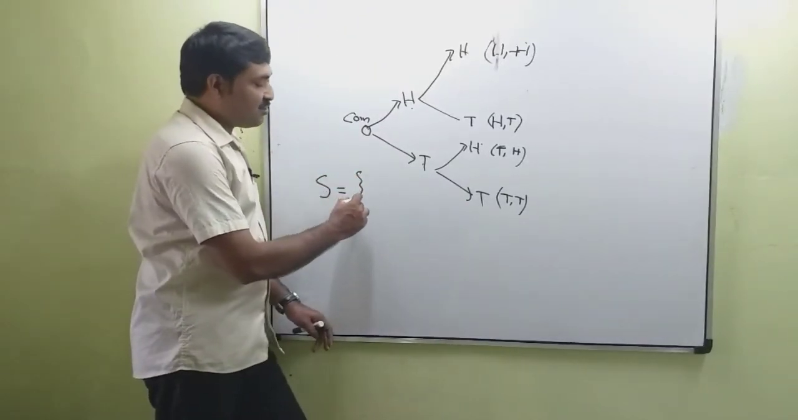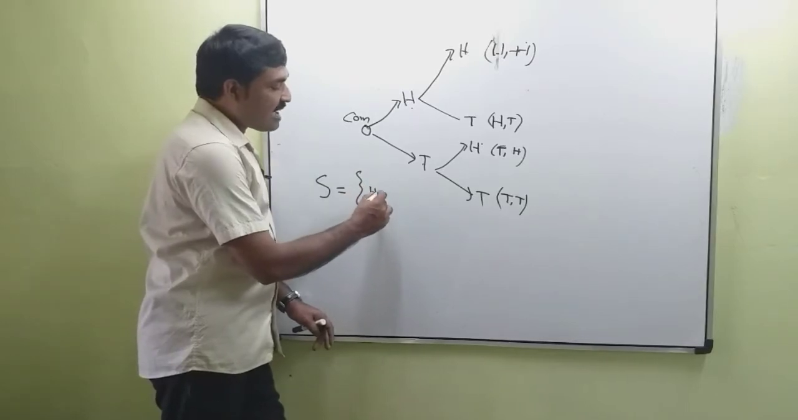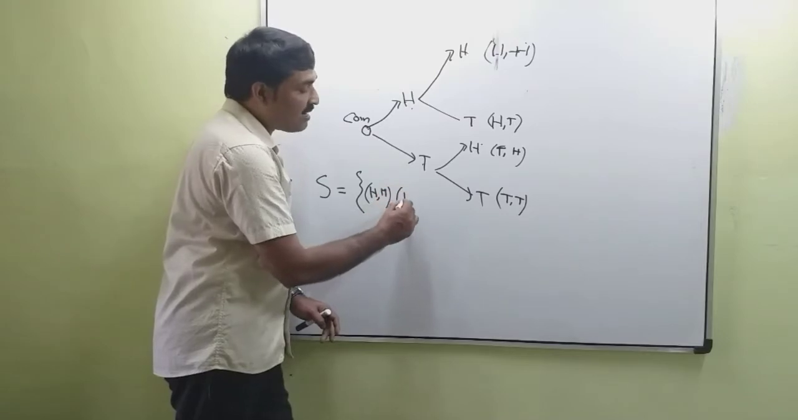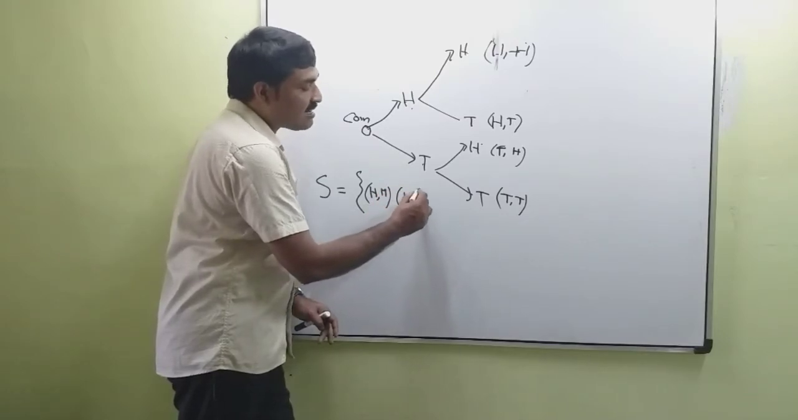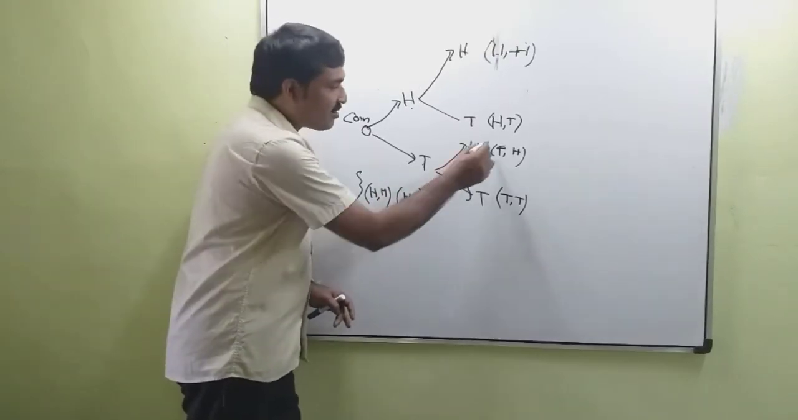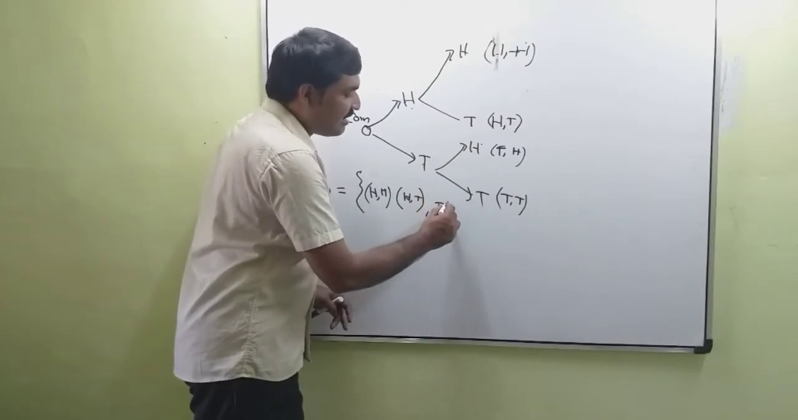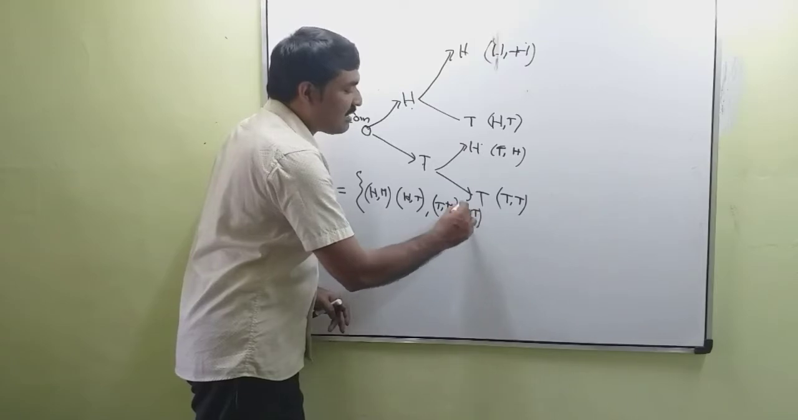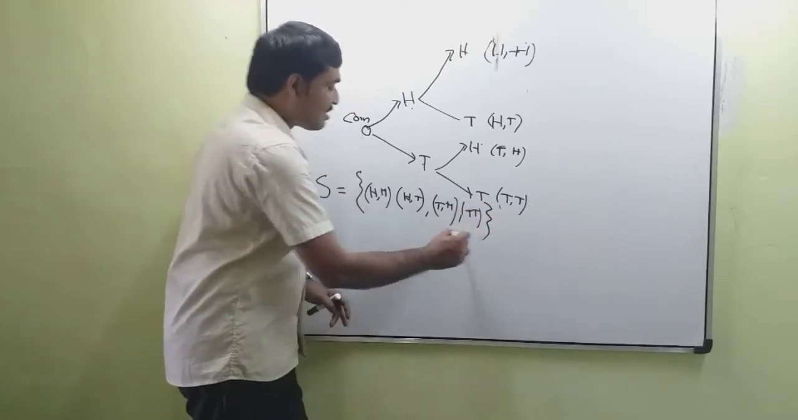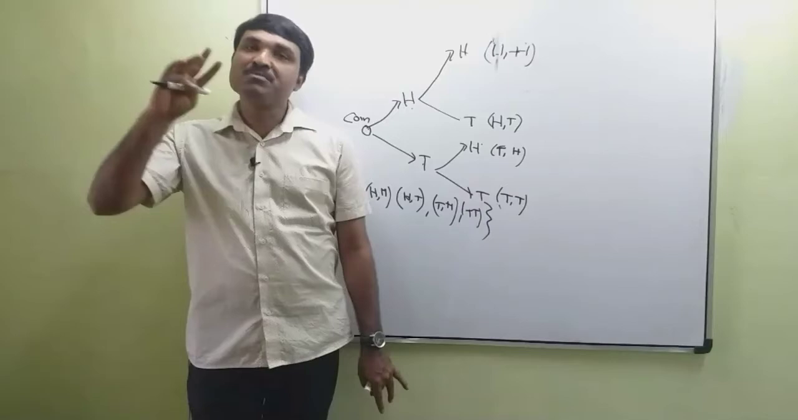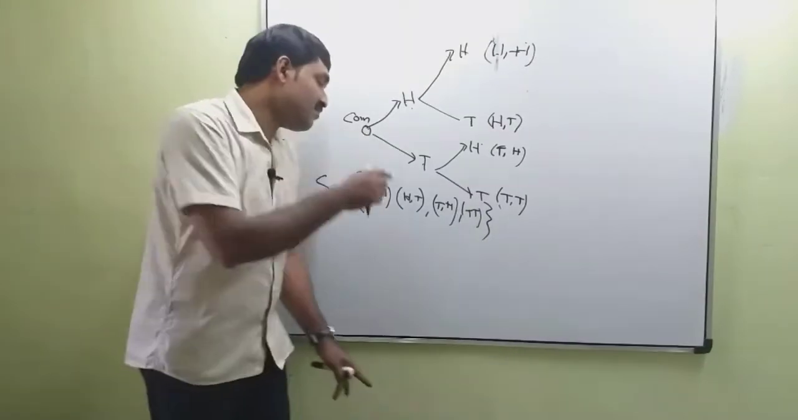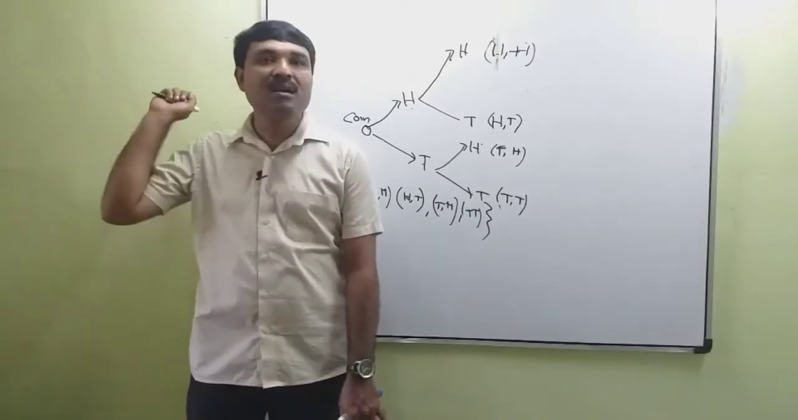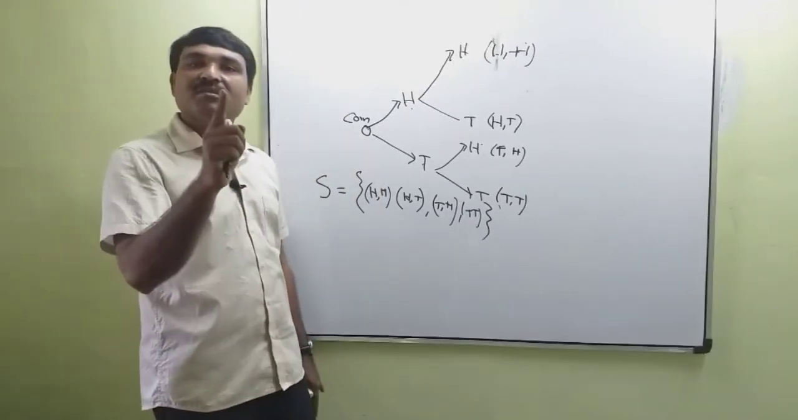S is equal to, first outcome is H, H, both are heads. Second is one head, first is head and second is tail. Third outcome is tail and head. And the fourth outcome is both are tails. So this is our sample space, and the sample space has 4 points. 1, 2, 3, 4. So the total number of possible outcomes is 4.